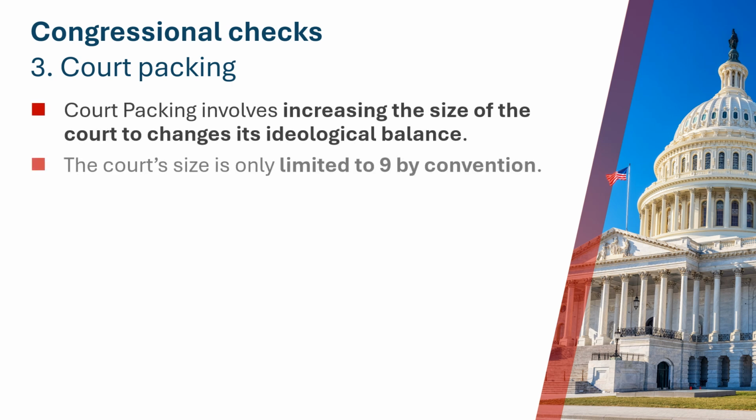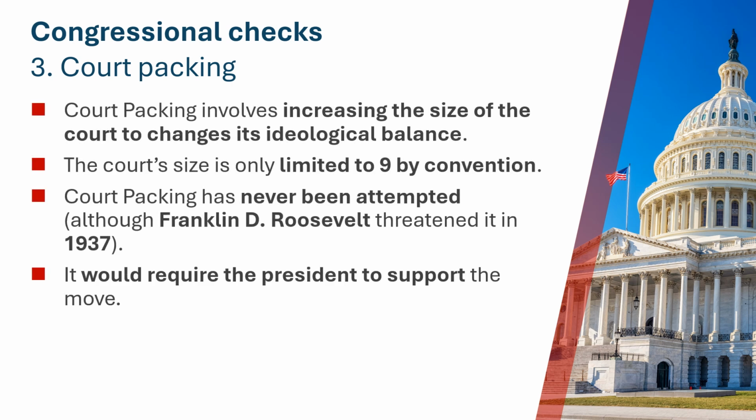Thirdly, court packing. Court packing involves increasing the size of the court to change its ideological balance. The court size is only limited to 9 by convention. The president, so long as he has support of the Senate, can technically appoint more than 9 justices. However, court packing has never been attempted, although Franklin Delano Roosevelt threatened it in 1937. Any attempt to pack the court would require both the president and the Senate to support the move.